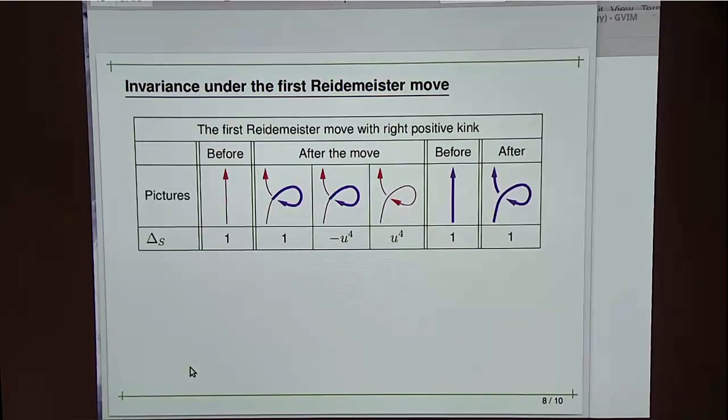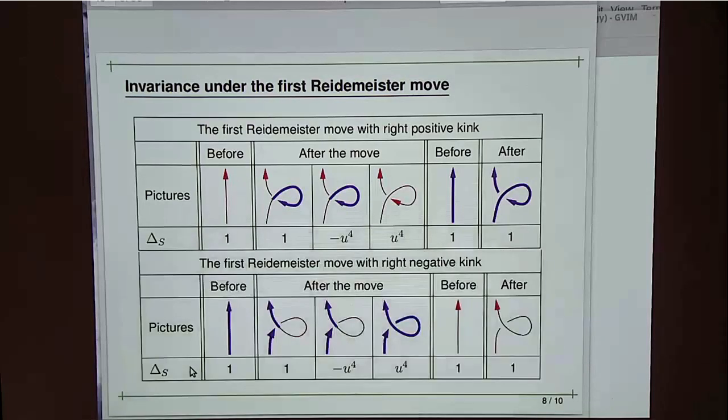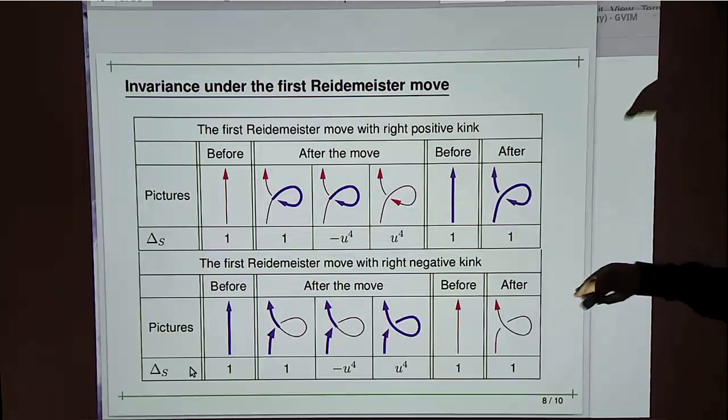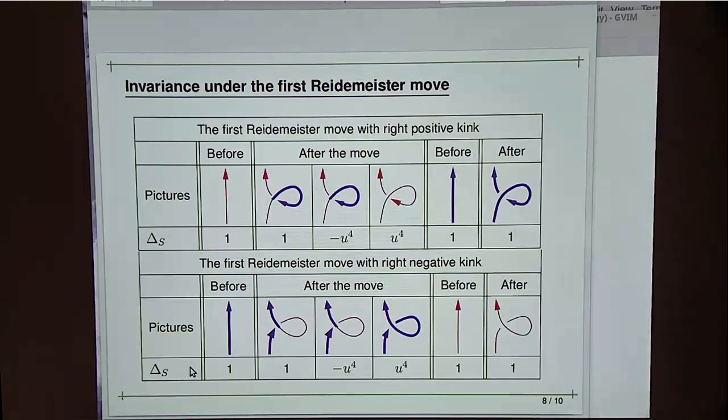Here is a similar picture for other colorings. I do not give all of them. What should be other pictures? It can be also on the other side. This is right, positive and negative kinks. There are also left, and we can turn it upside down. But basically, that's it. The others can be obtained from those.